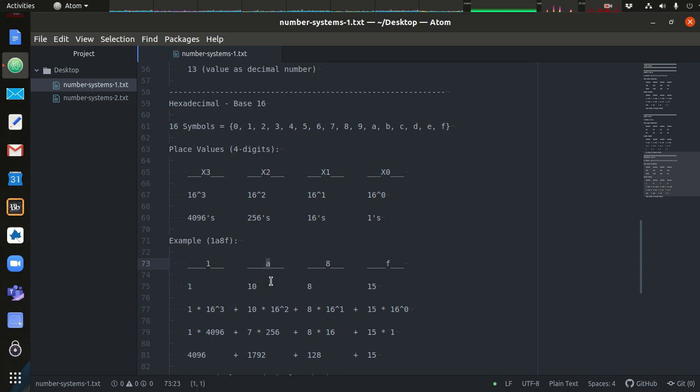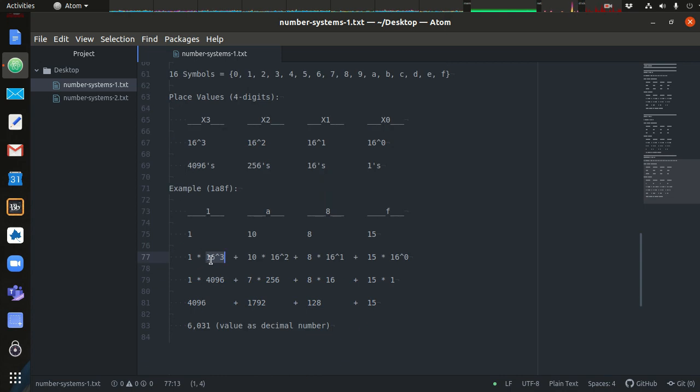So A doesn't make sense in base 10. That's actually a 10. F doesn't make sense in base 10. That would be 15 in base 10. But then you do the same thing. You pull down the digit and then multiply by the place value. The place value is 16 to the third. So that's 1 times 4096. Then we pull down the digit: A translates to 10, so that's a 10 times the place value, 16 squared.